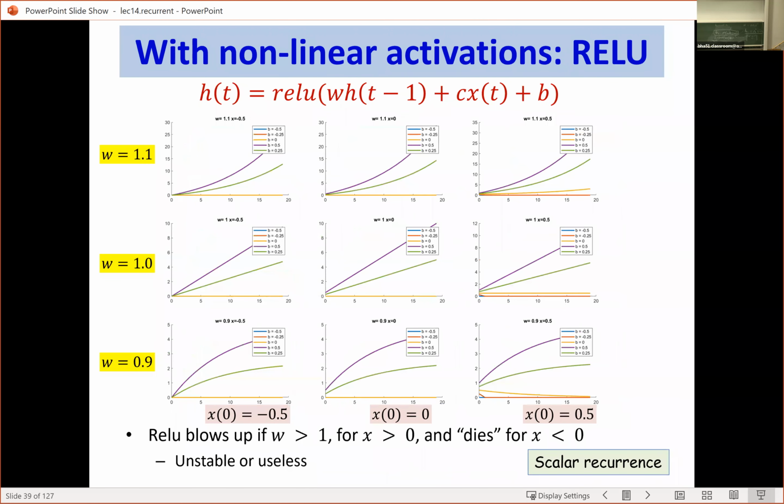And so if I use a ReLU, a couple of things happen. If the input is positive, it's going to blow up because ReLU is simply WX, right? If the input is positive and W is greater than 1, it's going to blow up. If W is less than 1, it's going to die to 0. If the input is negative, the output is always 0. The point is there's nothing about the output that carries information about the input after a couple of steps, right?